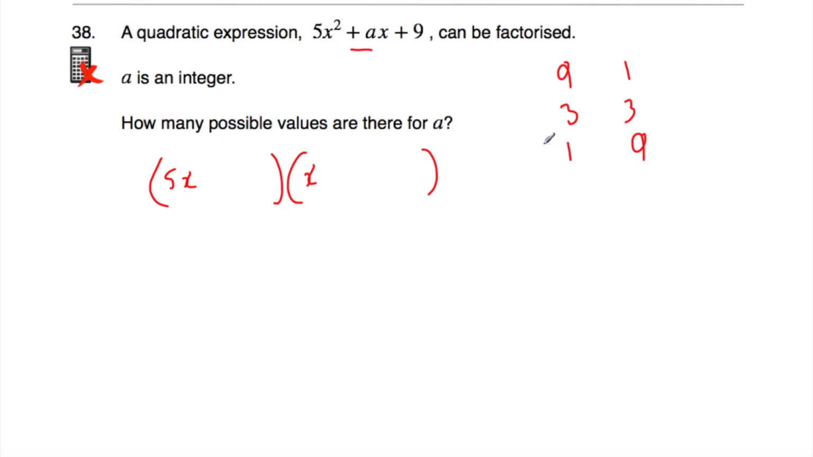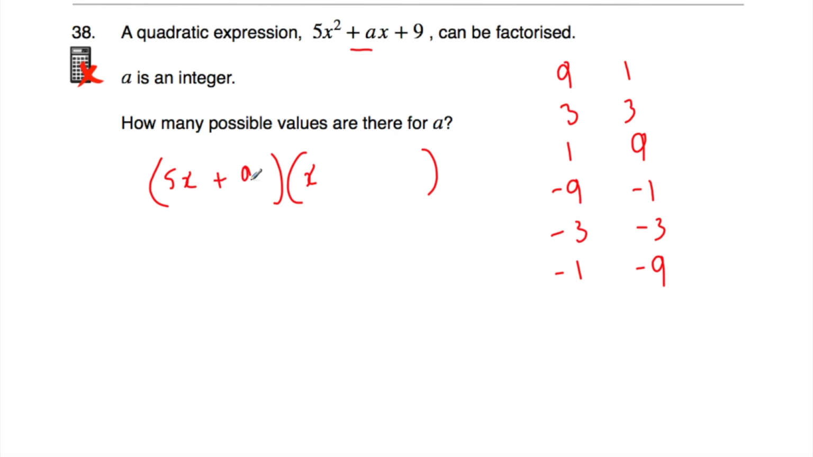So it could be those options, but because we don't know if this is a positive or a negative, it could be negative numbers that times together to be 9 as well. So it could be minus 9 and minus 1. It could be minus 3 and minus 3. Or it could be minus 1 and minus 9. So let's put those in the brackets and see what we would get for the value for a.